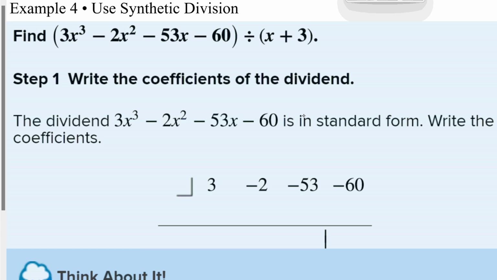Section 4, example 4, we're going to use synthetic division. If you look at your notes, the previous 4 slides before this example show you how to do synthetic division. Now we do synthetic division. It's a faster way to do it. Once you do it a few times, you kind of understand the method.